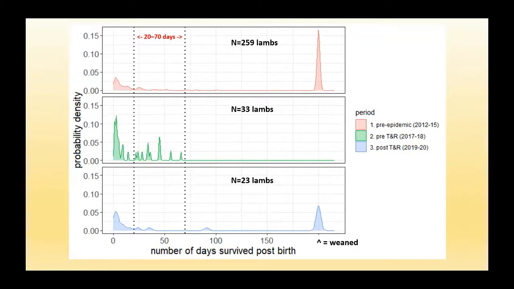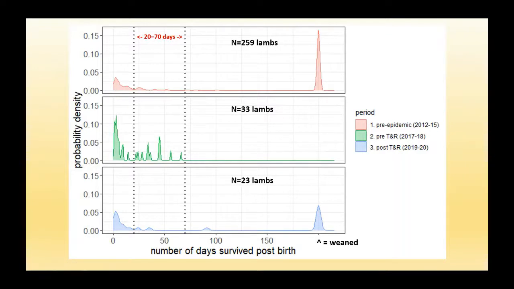At the top, this pre-epidemic period, 2012 to 2015, the typical pattern was a fairly high early peak in lamb mortality, primarily due, we think, to predation, followed by very high survival through summer and good recruitment. So this stuff over here on the right, these are basically weaned lambs, fall weaned lambs.